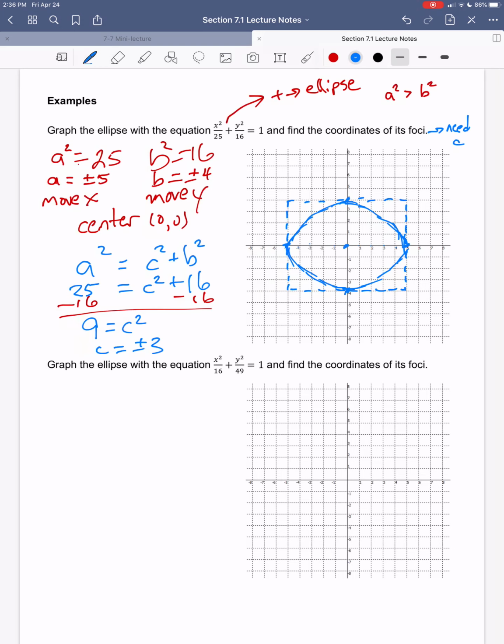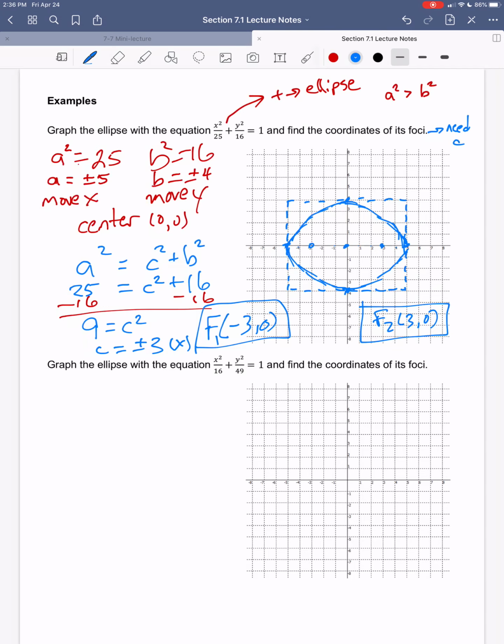And again, since this now is a horizontal ellipse, that's how far I'm going to move in the x direction. So my foci are going to be at -3, 0, and at +3, 0. Okay.